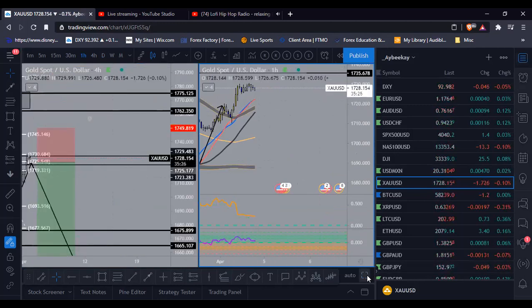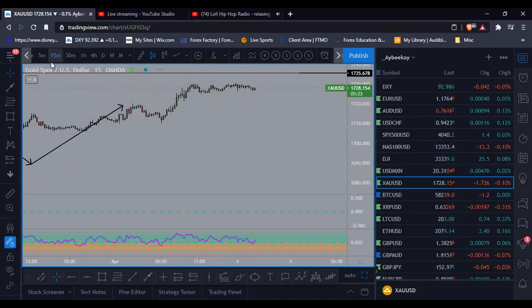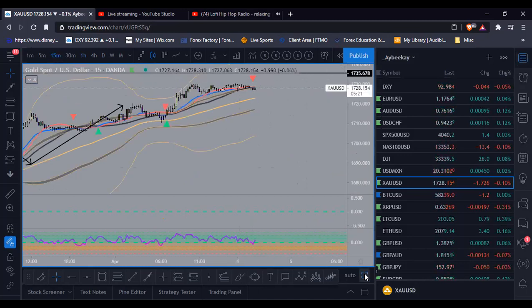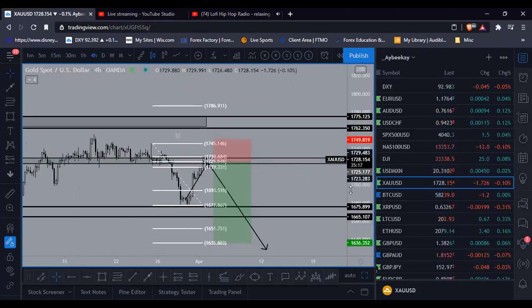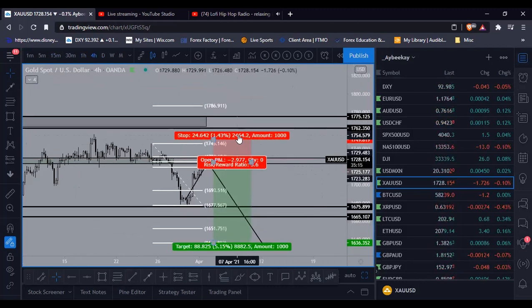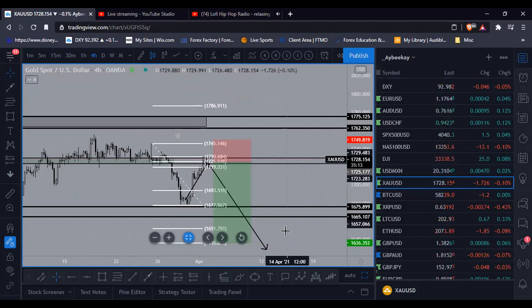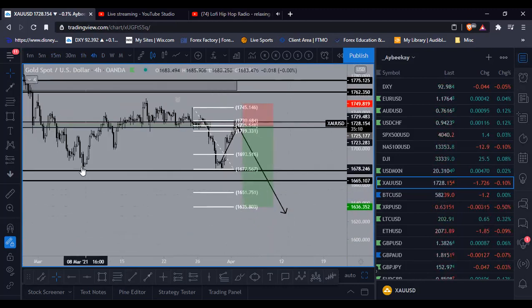Let me look at what the 15-minute time frame looks like actually. Yeah, setting up for that sell. Let's do this. I'm in there like swimwear. At 1740 or 1750, I would say put your stop loss, and take profit at 1636, because I feel like once it comes back down here, it's going to just crash.